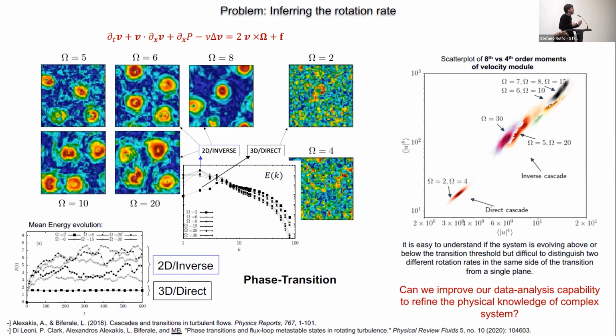But it is also very difficult to do it just looking at simple statistical quantities. For example, here I'm showing the scatter plot of the 4th order moment of the velocity module versus the 8th order moment. We are looking at different moments, and we still see that the scatter plots of this quantity measured over many fields are more or less overlapping each other. So there is a clear separation between being below this transition, the direct regime, or above, but inside one of these two sides of the transition, the statistics is very complex. So we want to understand how we can, using data, improve our ability to understand what omega was used to obtain these different fields.